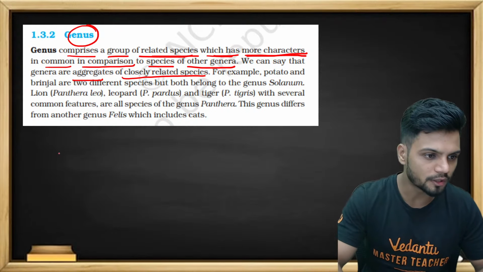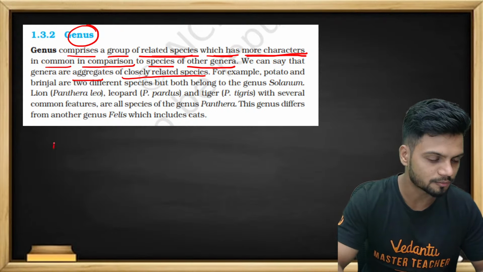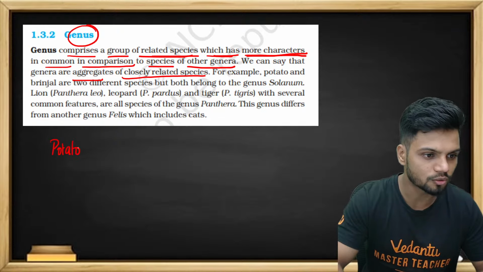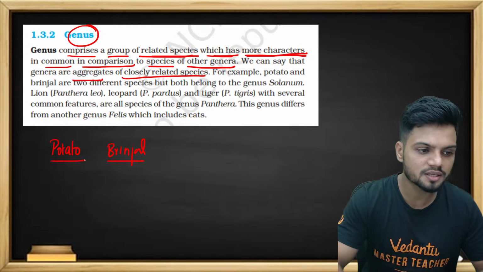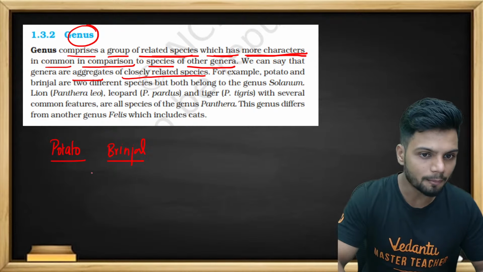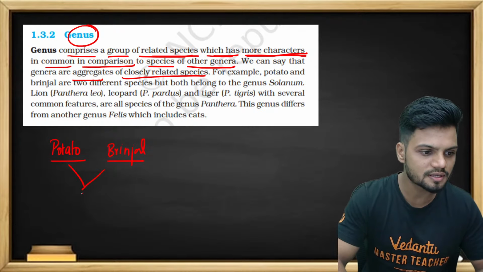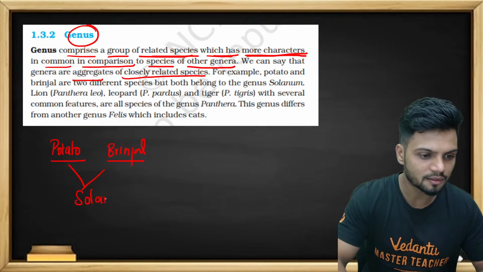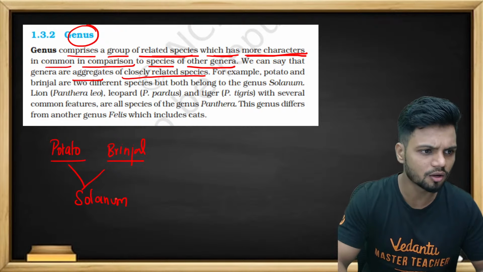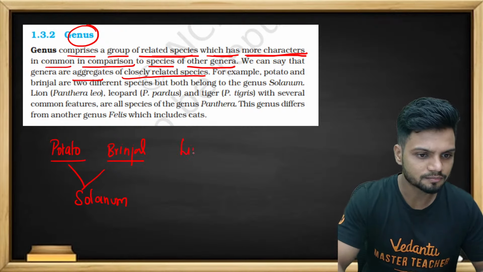For example, potato. Simple example again. Let's take potato and brinjal. Brinjal and potato are two different species, but they belong to the same genus. Yes, the genus is Solanum. Solanum is a genus. Now, next one we have lion.